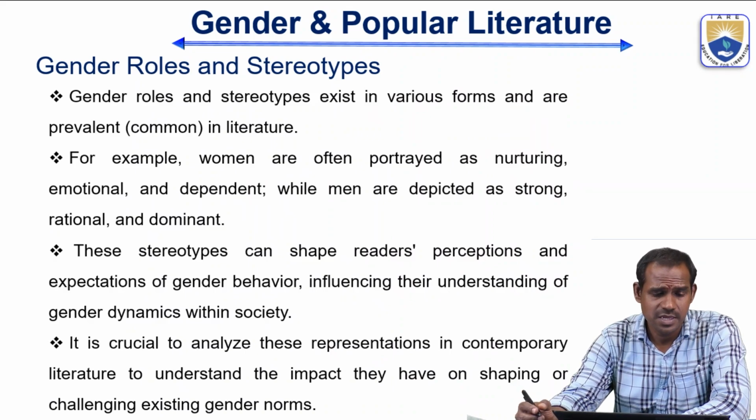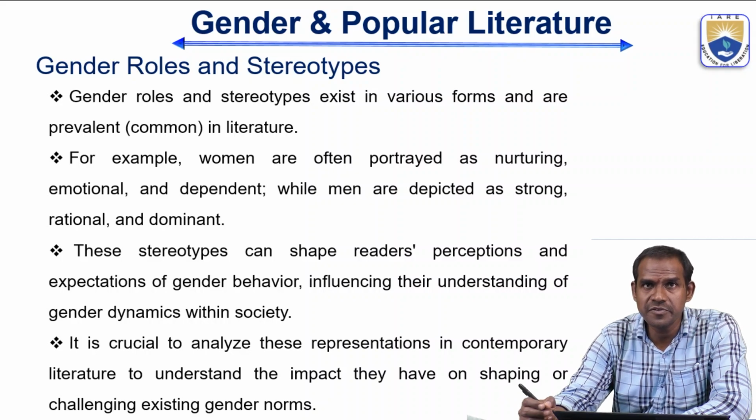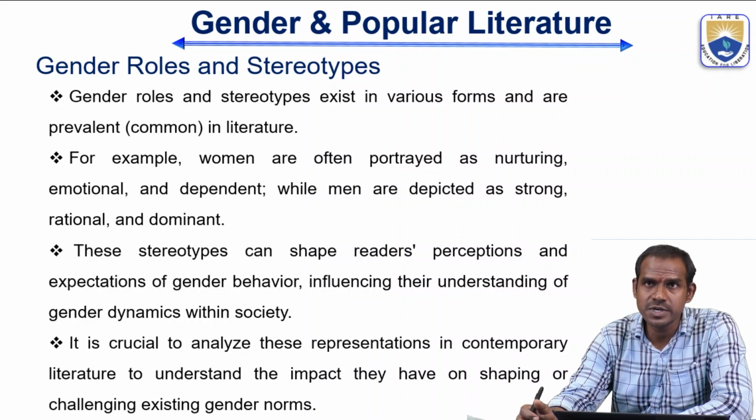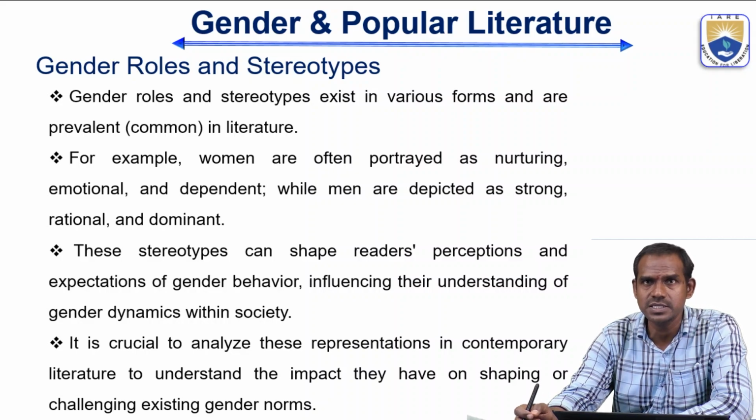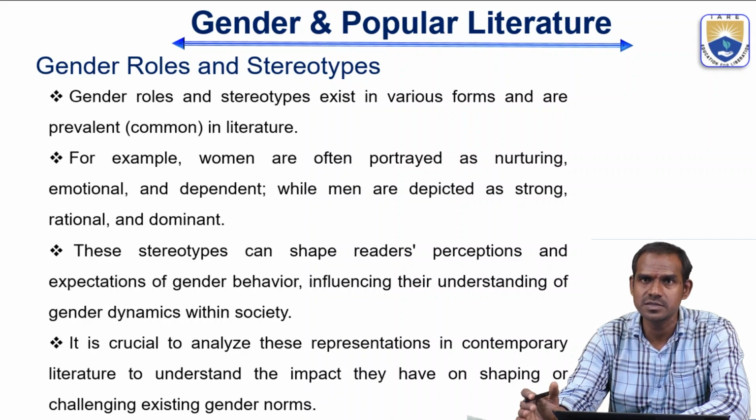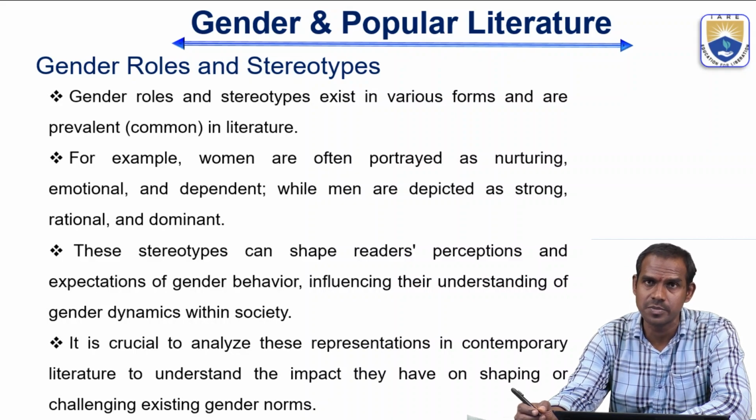In continuation, gender roles and stereotypes exist in various forms and are prevalent in literature, meaning these are common in literature. For example, women are often portrayed as nurturing, emotional and dependent, while men are depicted as strong, rational and dominant. This is the perception of the society. Women are portrayed as nurturing, meaning taking care, emotional, meaning a little bit sensitive, and dependent, depending on others, vulnerability, while men are described as strong, rational and dominant.